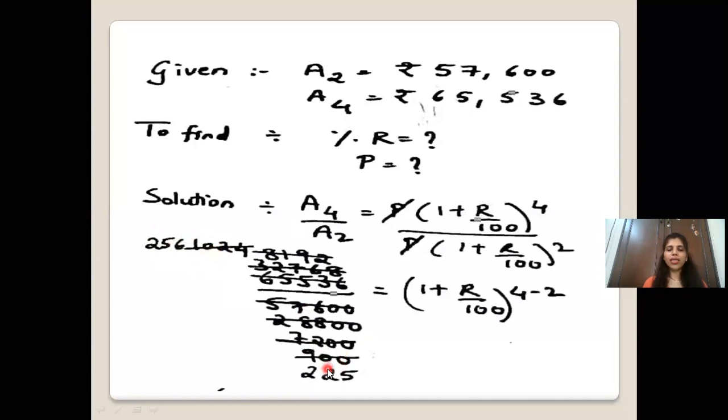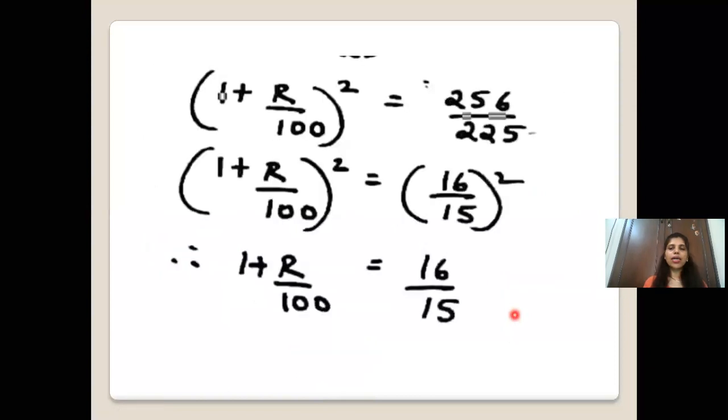Then 4 twos are 8, 1 carry over, 4 twos are 8, 2 carry over, 4 fives are 20. So it is 256 upon 225. And here on the right side, you can see that the bases are the same, so you subtract the indices. That is 4 minus 2, which is equal to 2.